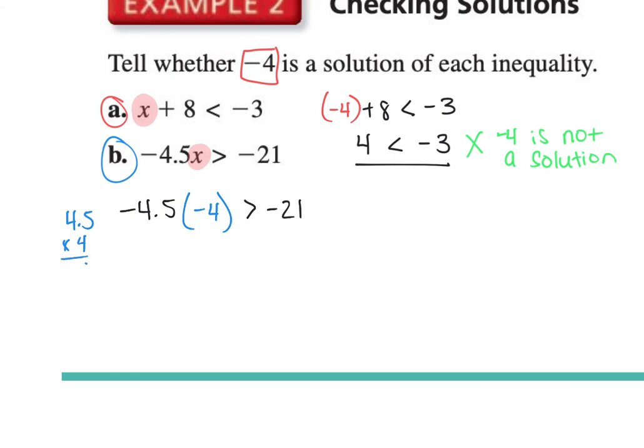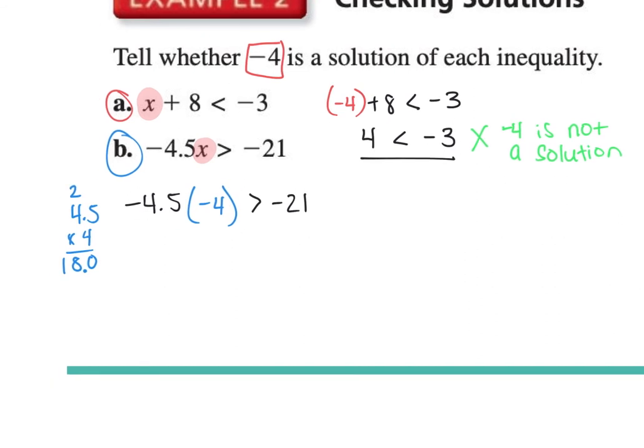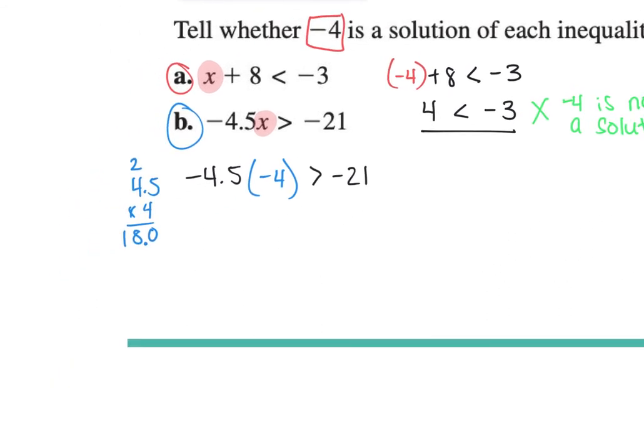4 times 5 is 20. 4 times 4 is 16. You add 2 to that, you get 18. And our decimal goes one space over because our decimal was one space over to begin with, okay? All right, so we got 18 on the left. It's positive 18 because it's two negatives being multiplied by each other. Remember, a negative times a negative is going to give us a positive.